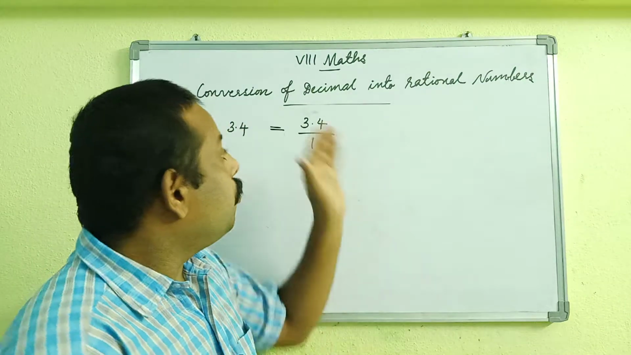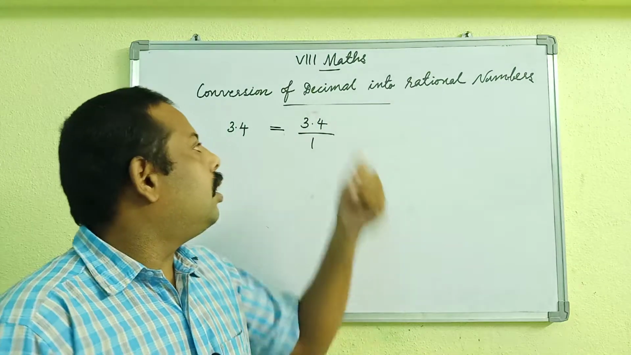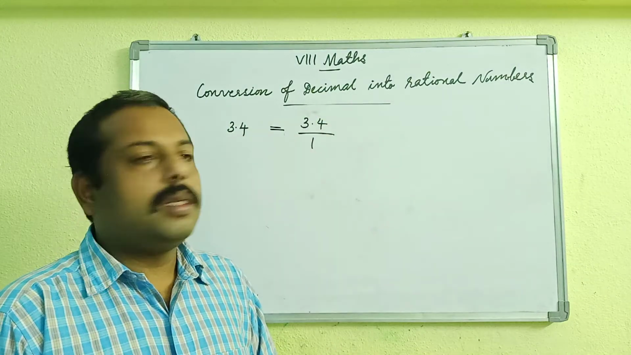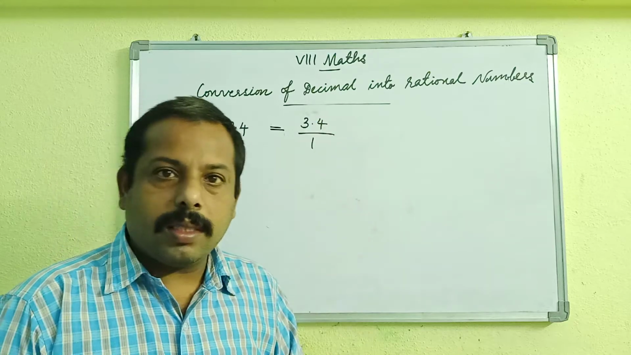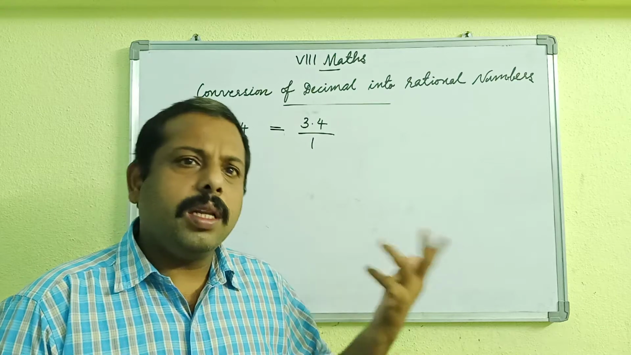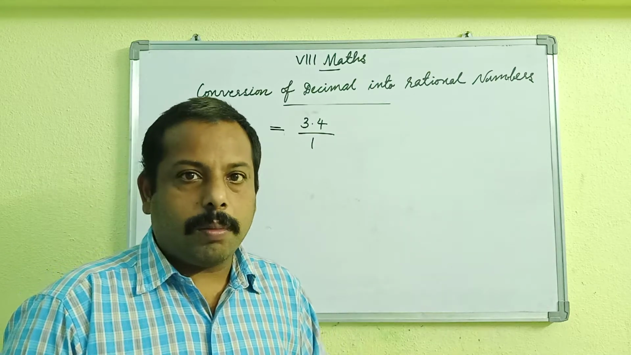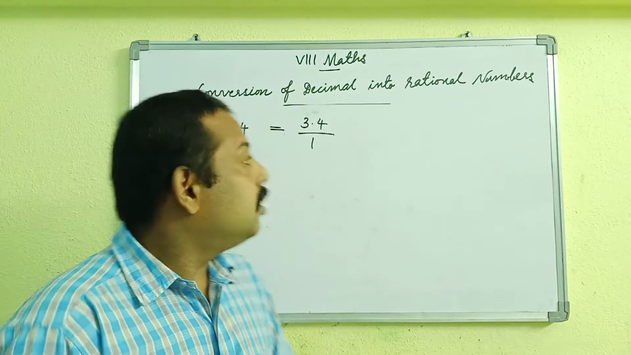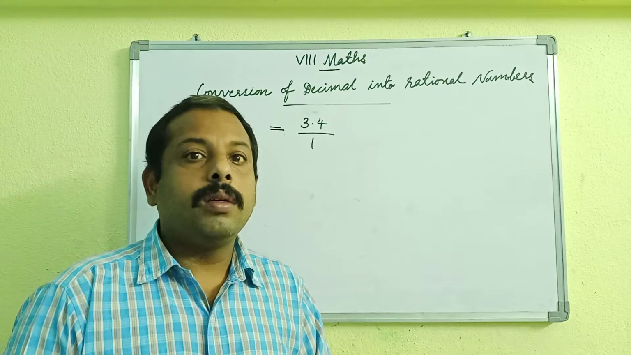So what do we do? We will convert it into a whole number. Then we will convert it into a rational number. Rational number, in the sense, the numerator can be any integer. It can be a negative number, it can be 0, or it can be a positive number. But in case of a fraction, it can only be a positive number. That's the difference between a rational number and a fraction.